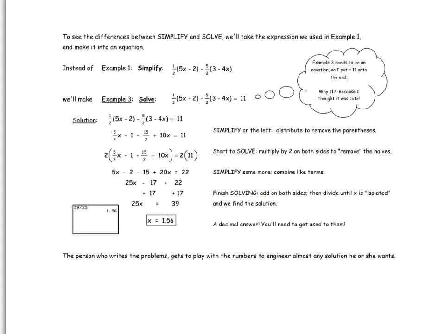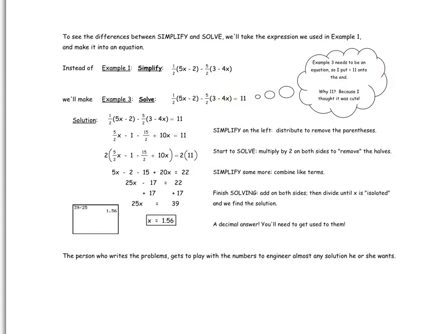In order to see the difference between simplify and solve, I took the expression from example number 1 and turned it into an equation in example number 3. In order to do that, I had to put an equal sign and a number after the equal sign. The equal sign is no longer just a symbol that says continued on the next line. It is now an integral part of the problem.